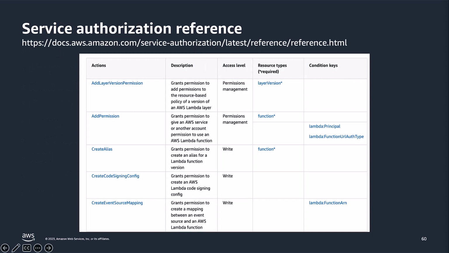So how do we figure out which condition keys can be used with which IAM actions and resources? That's where the service authorization reference comes in. The service authorization reference is an IAM documentation page that documents a particular service's authorization design. I would strongly suggest bookmarking this page if you find yourself writing IAM policies.